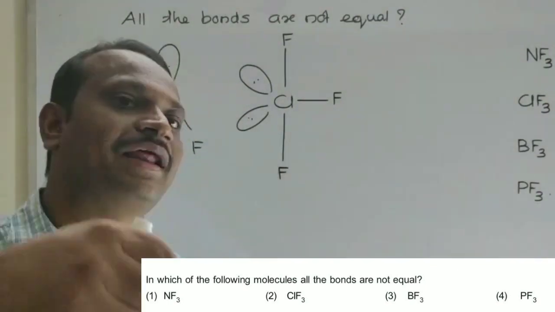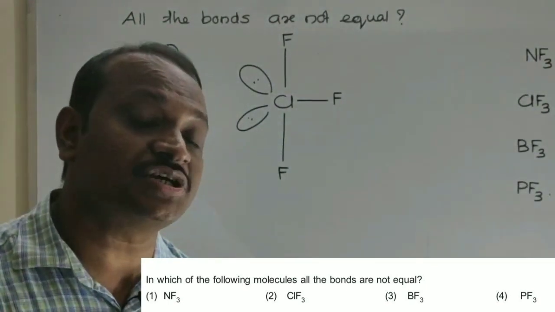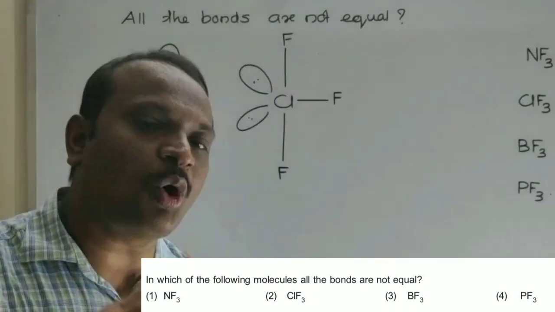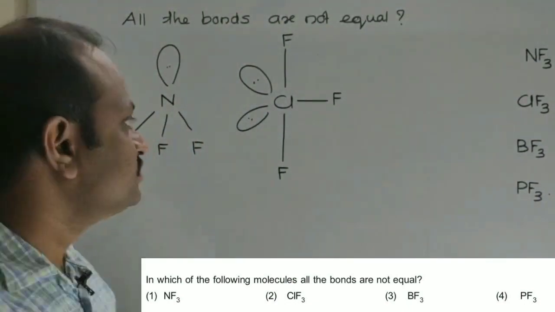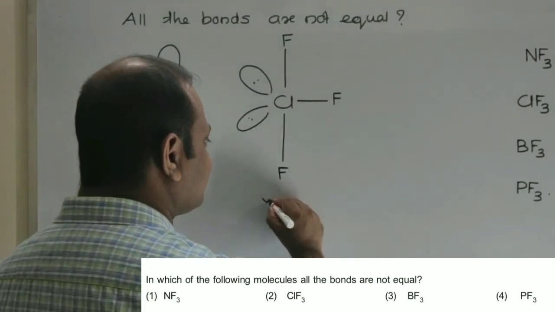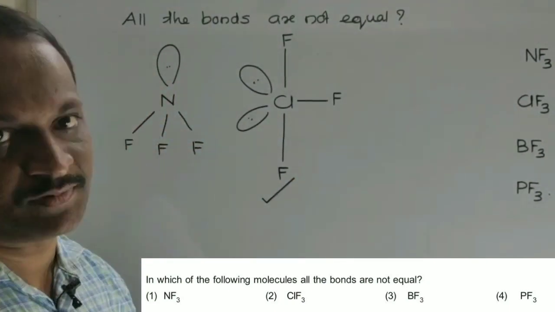And which bonds are elongated? Axial bonds are elongated. Which bond is easier to break? Axial bonds are easier to break. So our answer in this case is ClF3.